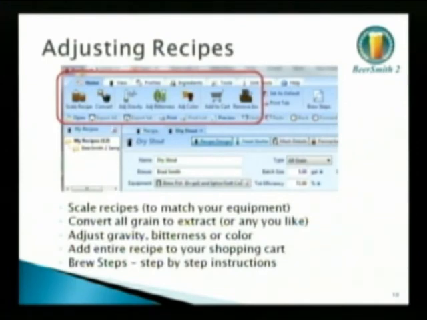There's also tools there for converting all grain to extract. There's tools for adjusting the gravity, bitterness, and color. So if you want to put in a specific color value, a specific bitterness value, you can just type that in and it'll adjust the hops additions or the grain additions to match that color or that bitterness. You can add an entire recipe to your shopping cart. And then on the far right, there's actually a button for brew steps, which gives you step-by-step instructions.